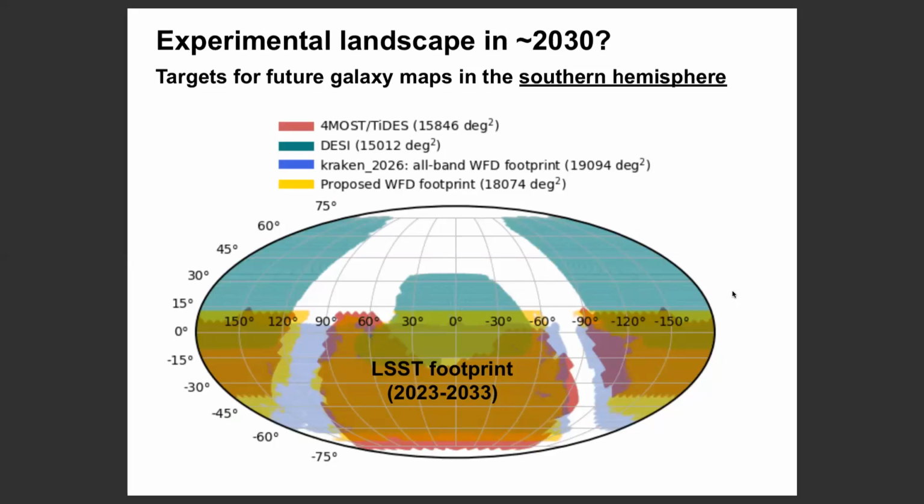And at that time, 10 years from now, the bulk of the deep sky imaging from which you'd select any targets for a project like this will be in the southern hemisphere. So it's just a map, sorry, this is a sky map, northern sky, southern sky. This LSST footprint, it's still not entirely defined yet, but it will primarily be in the southern hemisphere.